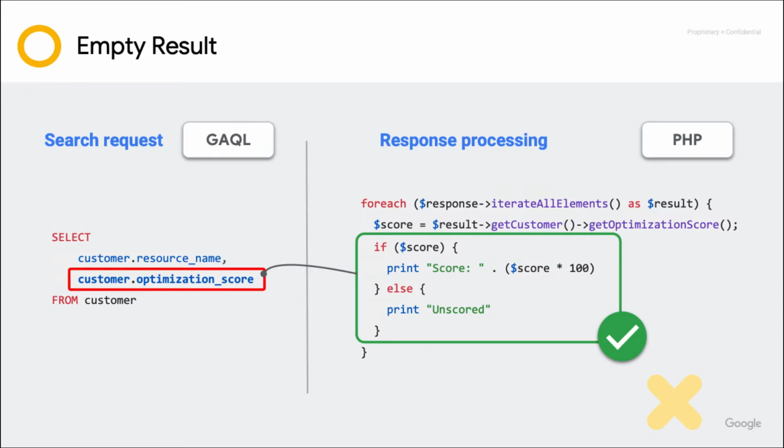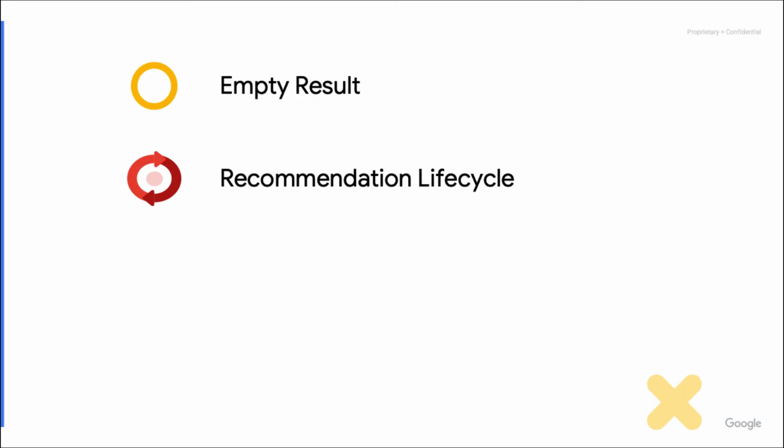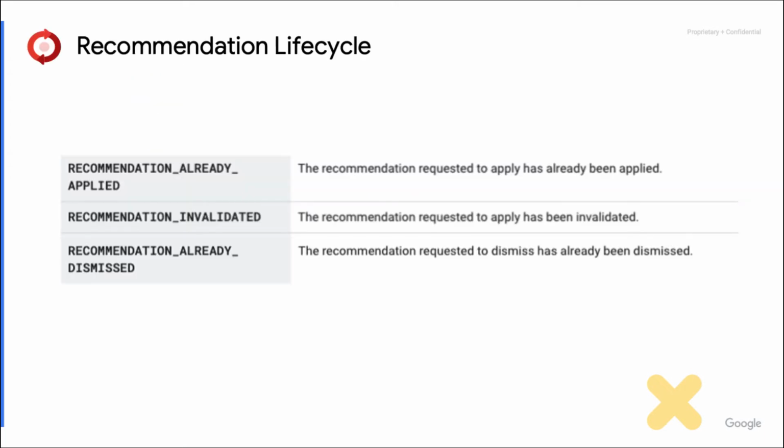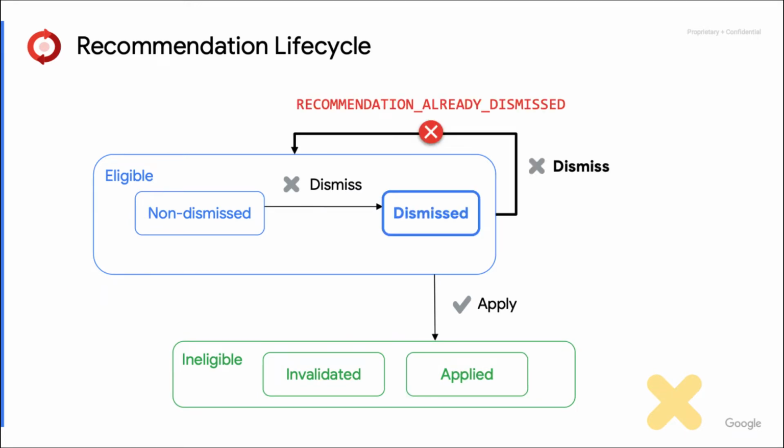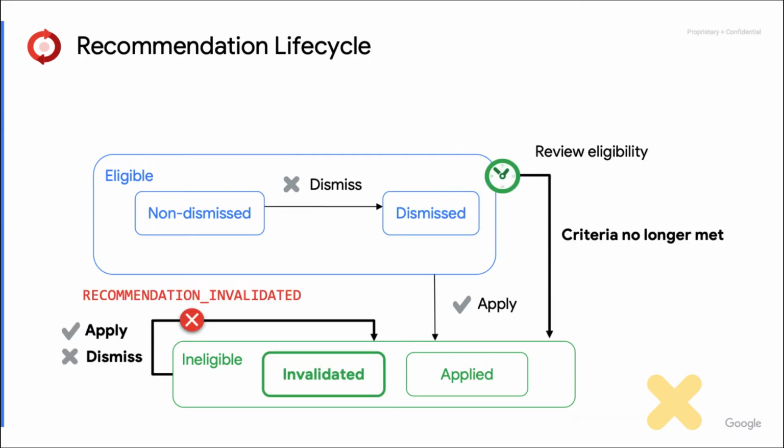The next type of error is related to the life cycle of recommendations. They occur when you try to apply or dismiss recommendations that are not in suitable states. Typically, you cannot apply a recommendation that's already applied, you cannot dismiss a recommendation that's already dismissed, and you cannot take any action on a recommendation that's invalidated. That's because it doesn't meet the eligibility criteria anymore. To avoid this type of error, it's recommended to check the state of the recommendations before taking actions on them.